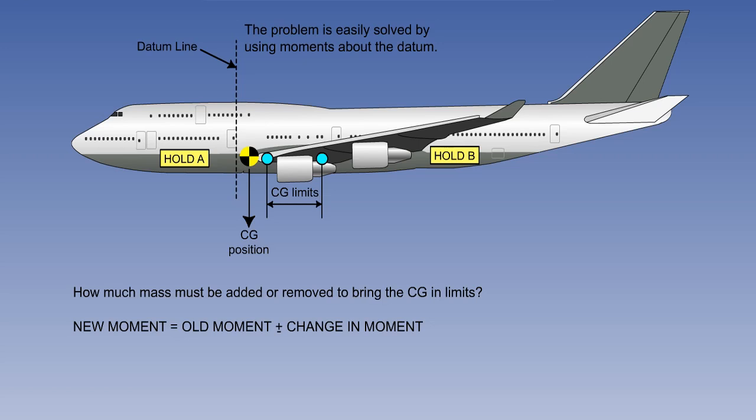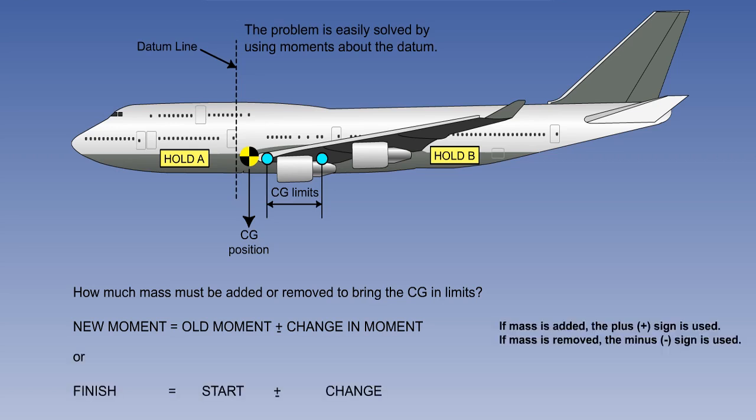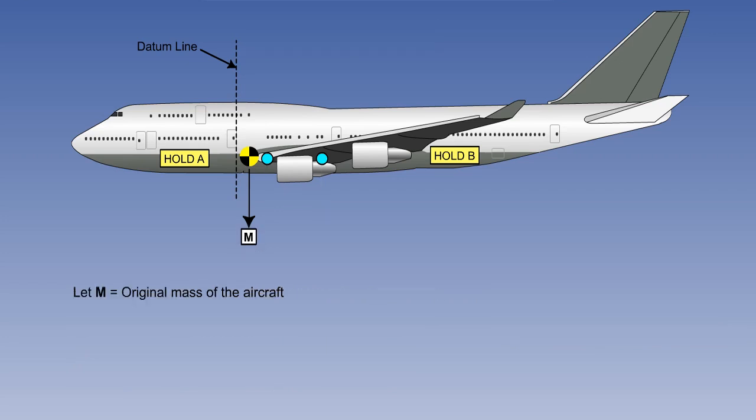This can be represented by the formula new moment equals old moment plus or minus change in moment. Another way of looking at this is to say that the finish equals the start plus or minus the change. The plus and minus is explained by using a plus sign when mass is added and a minus sign when mass is removed. Using the basic new moment equals old moment plus or minus change in moment, we can proceed in constructing the detailed parts of the formula.